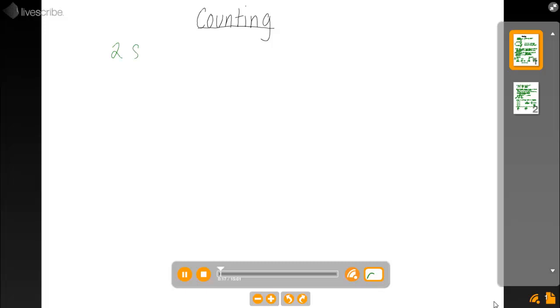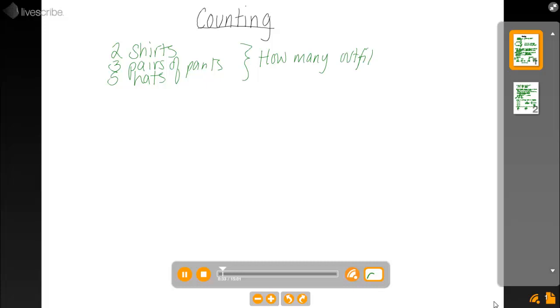Let's say you have 2 shirts, 3 pairs of pants, and 5 hats. How many possible outfits are there? Assuming that you're going to wear 1 shirt, 1 pair of pants, and 1 hat, and that consists of 1 outfit. You might have seen questions like this before, especially at restaurants, when they're like, pick any of these 3 appetizers, 5 entrees, and 2 desserts, and there's tons of combinations. So let's see how we can figure out how many outfits there are.